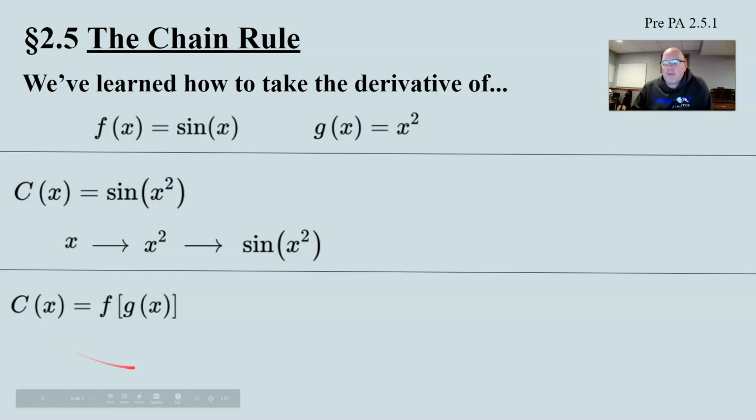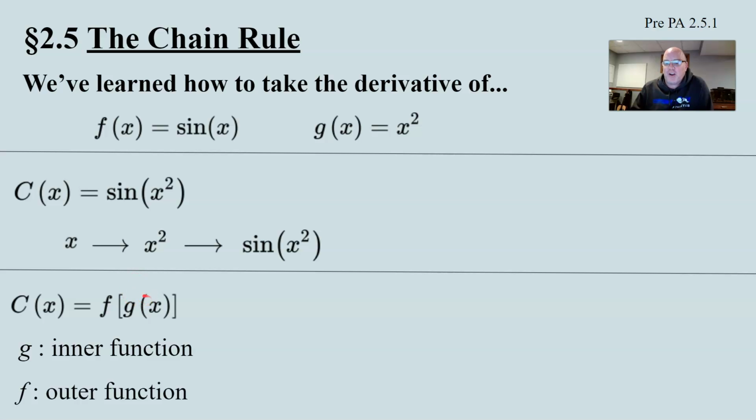And you might remember from your days of Algebra 2 and pre-calculus that a composition of functions can be written as f of g of x. And the key with this is that there's some inner function, which we're going to call g, and then there's some outer function, which we're going to call f. And the question is, well, if I have this composition of functions, how do I compute c prime? How do I compute the derivative?